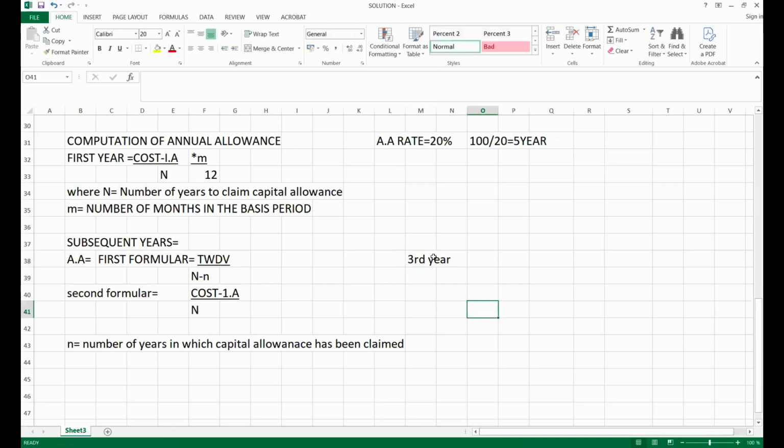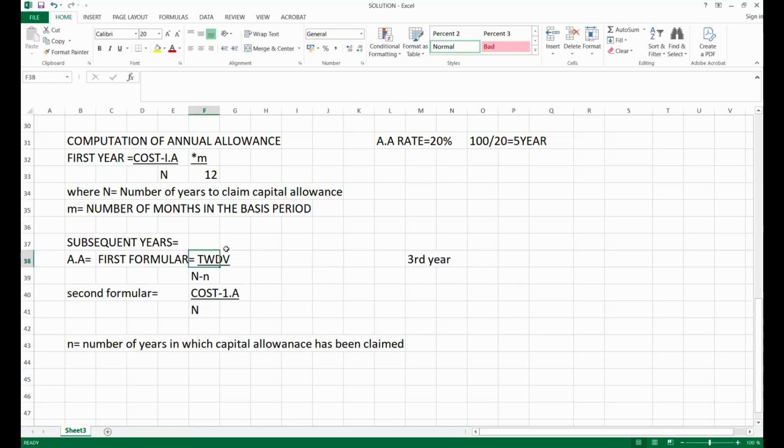So before this third year, our small asset capital allowance will have been claimed in the first and in the second year. Capital allowance will have been claimed for 2 years before we get to this third year. So in that scenario, in the third year, our small n will be 2. So we know our big N already. Big N is the number of years to claim our capital allowance.